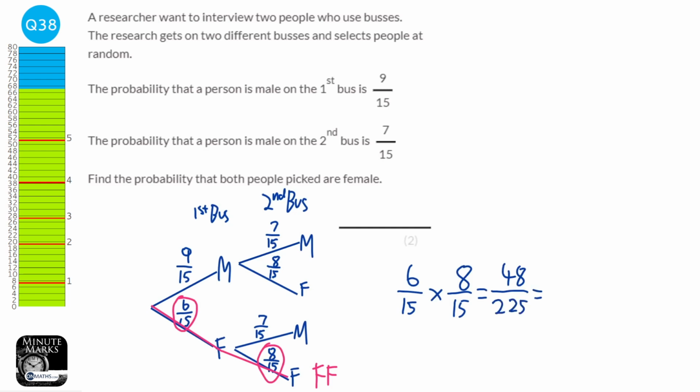Now you can actually cancel that down. So what you can do is you can divide top and bottom by 4. Is it 4? No. You can divide top and bottom by 3. And that would be 16/75. So either 48/225 or 16/75.